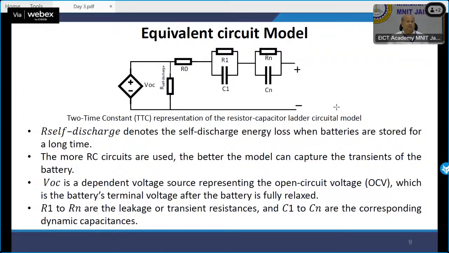So R self-discharge denotes the self-discharge energy loss when batteries are stored for a very, very long time. The more RC circuits are used, the better the model can capture the transient of the battery, because it is basically a transient network, and because of the transient, we represent the battery by RC networks.